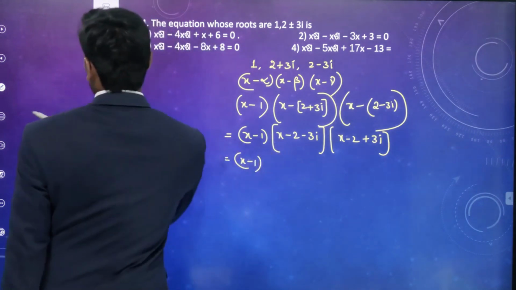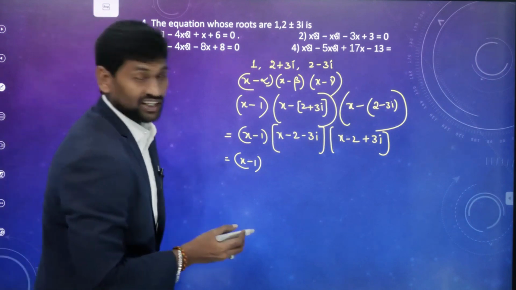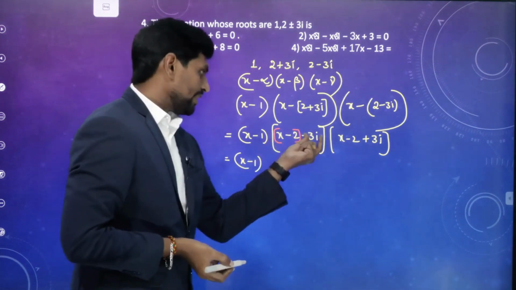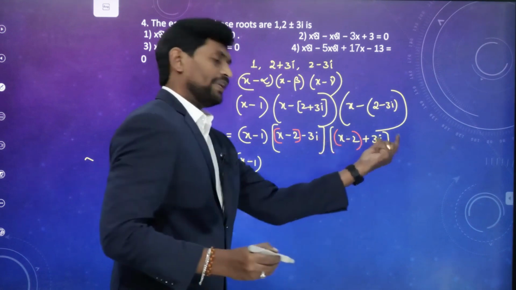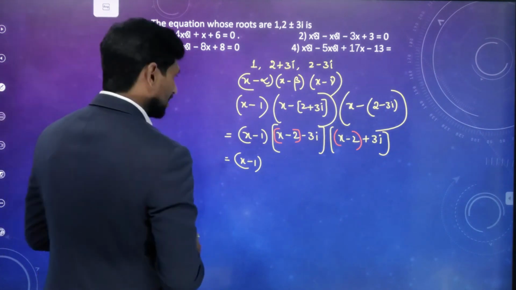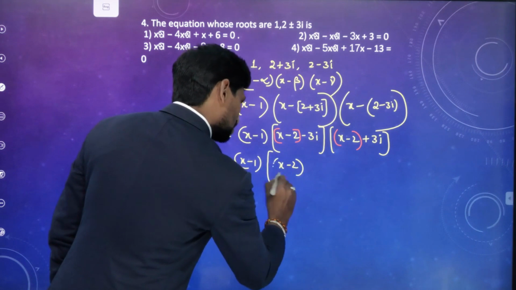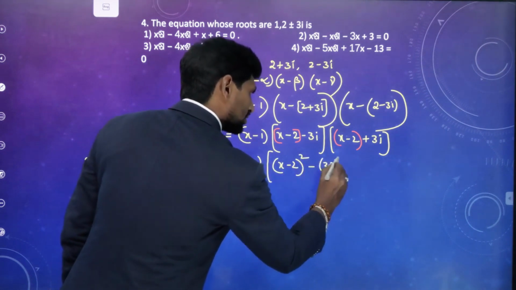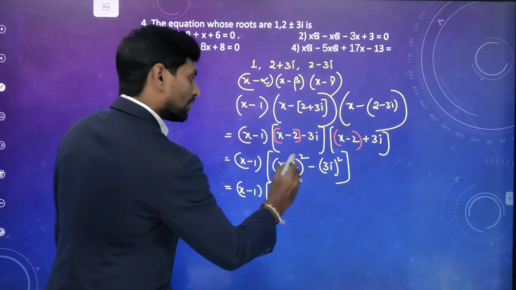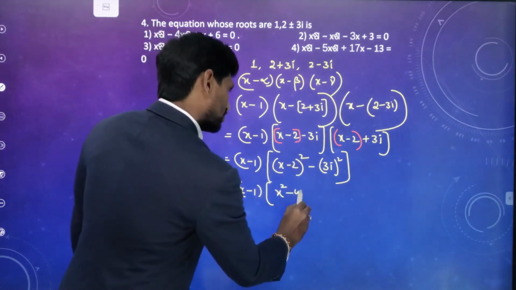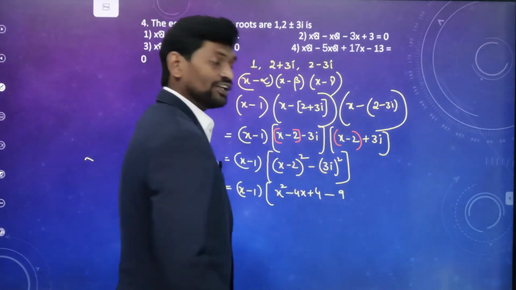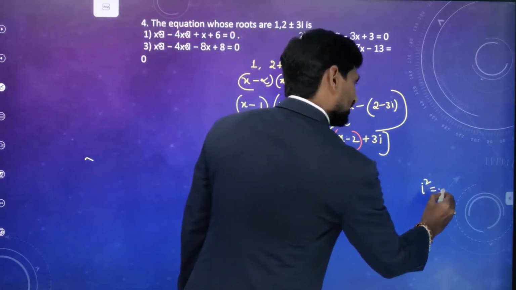Now observe here, x minus 2, this entire term is considered as a, 3i as b. So a minus b into a plus b, the formula is a square minus b square. Same formula applying here: a square, that means x minus 2 whole square, minus b square, 3i whole square. So x minus 1 into, this is in the form of a minus b whole square again. So a square minus 2ab plus b square, here minus 3i whole square, 3 square is 9, i square value is minus 1.